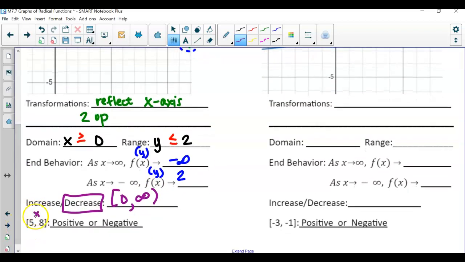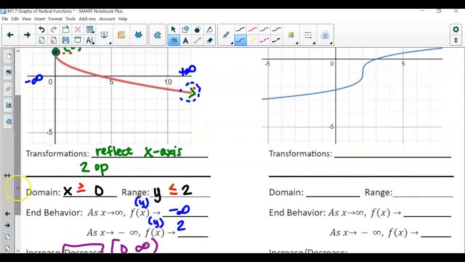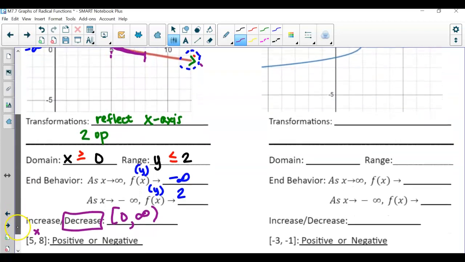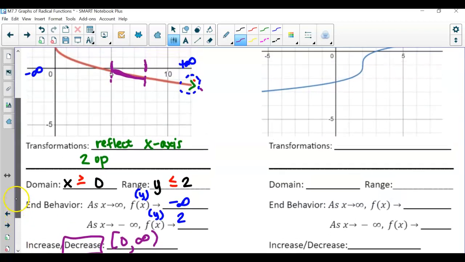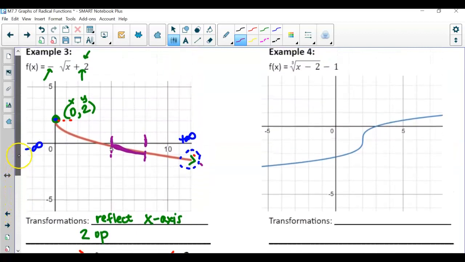Now, again, x values from 5 to 8, we're going to see what those values are of the graph, our y value. So from 5 to 8, we're looking at from here to here, so we're looking at this portion of our graph. Well, notice how in this section, our y values are in the negative. So these y values over that interval are negative values. So now we're going to do one more.